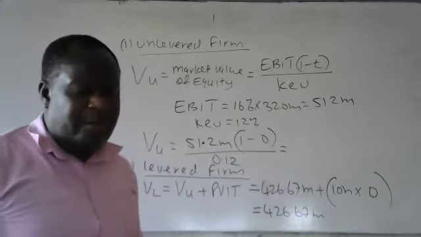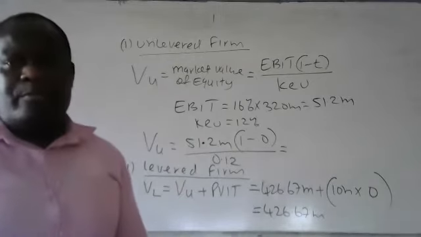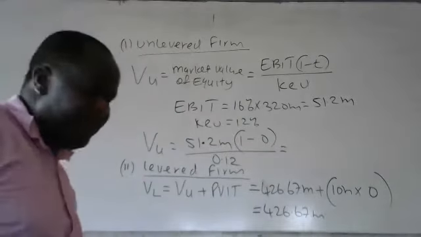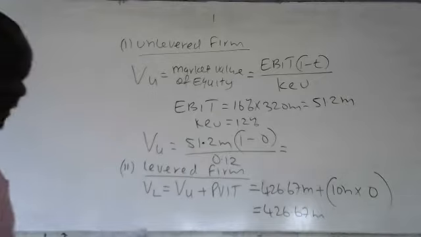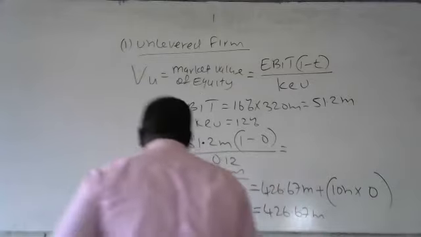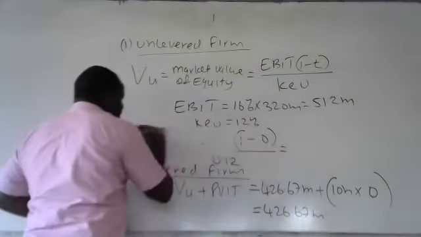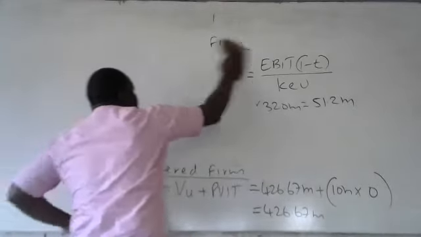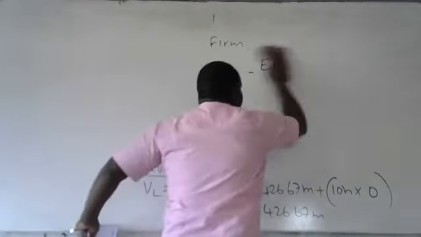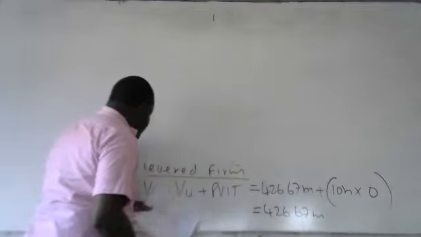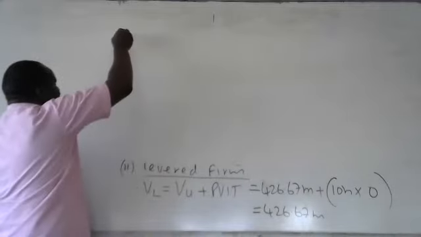We go to Roman letter 3, where you are to compute the weighted average cost of capital of the levered farm at a debt level of 7%, shillings 10 million. So we compute the WACC.